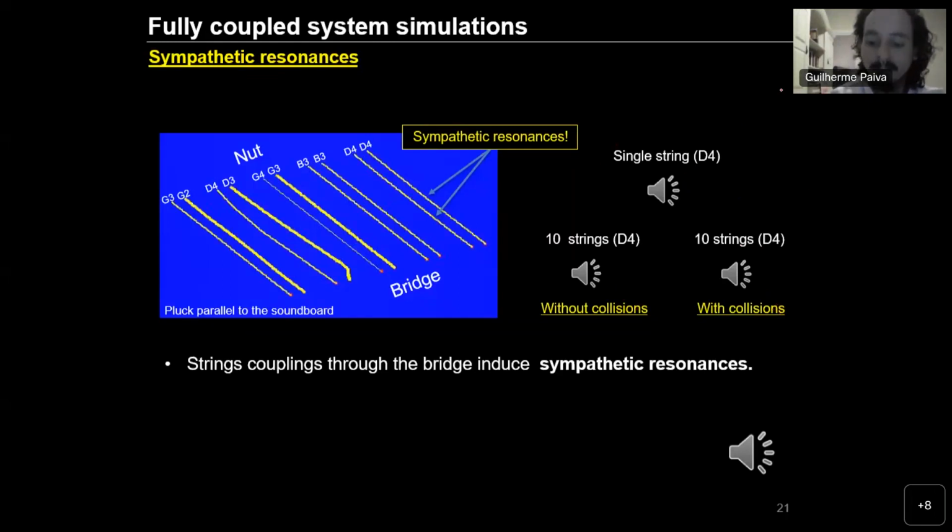So let's see if we can perceive the difference. I'm gonna play these three sounds one after the other twice, okay?